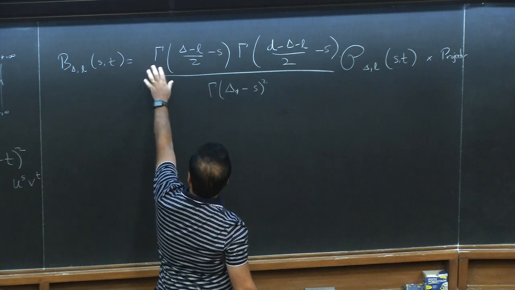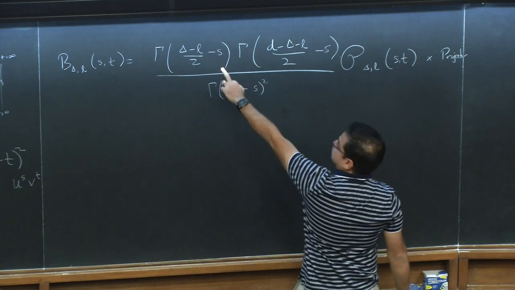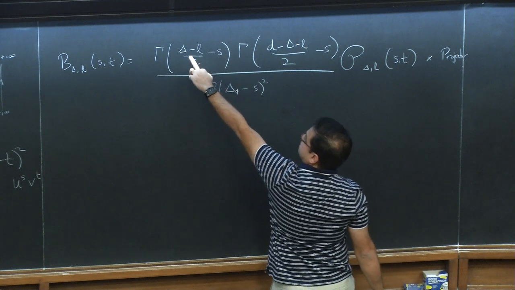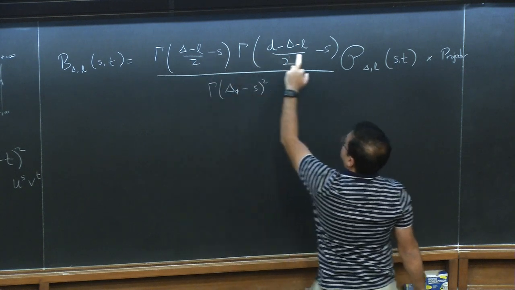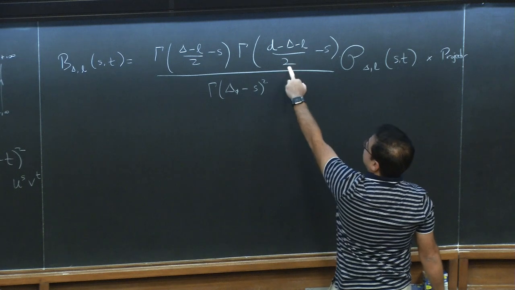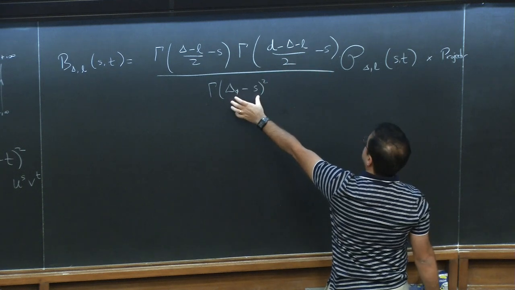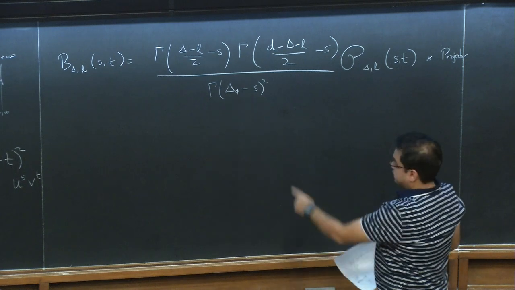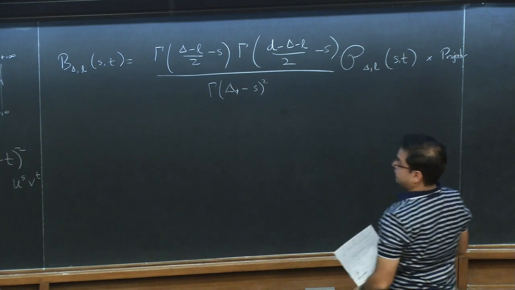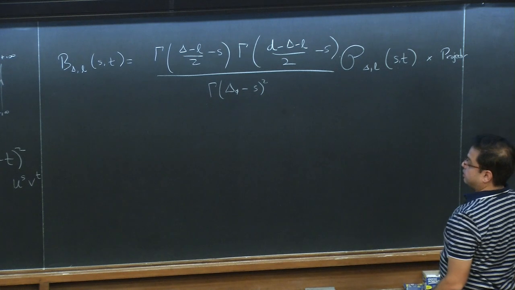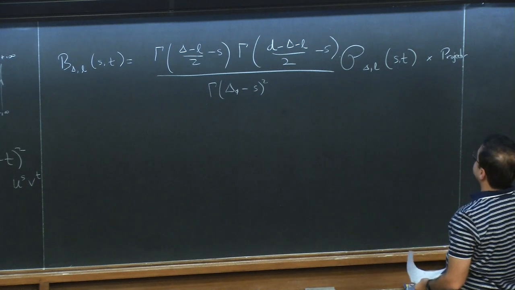The explicit poles are in these gamma functions. So there are poles at S equals delta minus L by 2 plus N, and S equals D minus delta minus L by 2 plus N. So there are 2 sets of poles. These don't introduce poles, they will introduce zeros. And these zeros are extremely important in the representation of the conformal blocks.